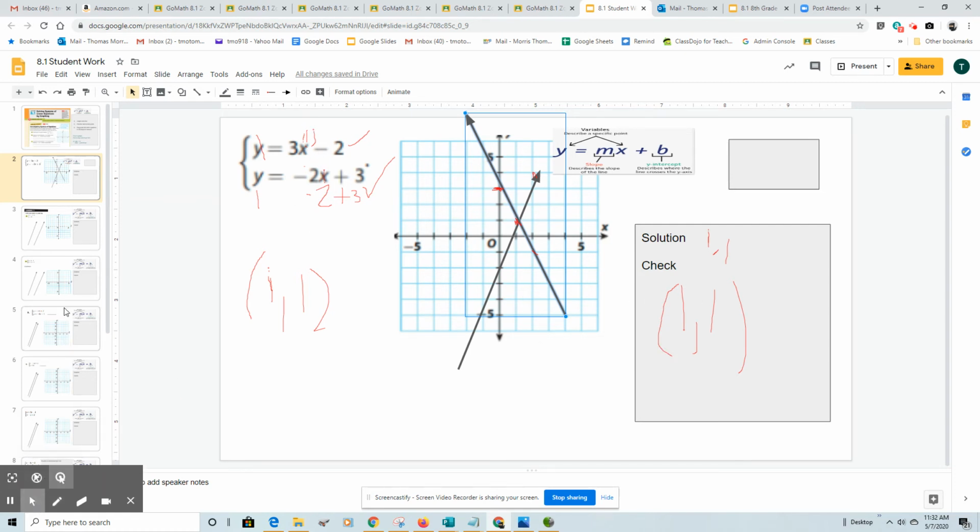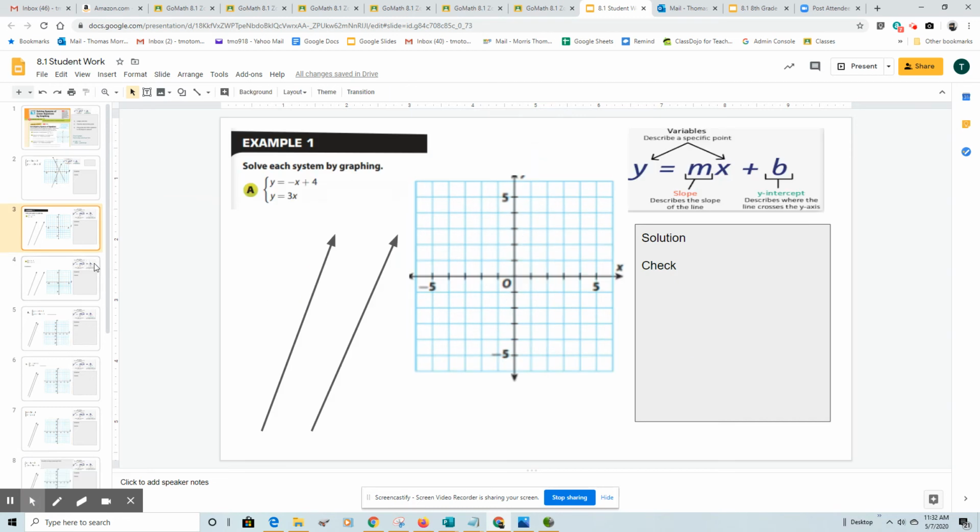All right, one more example. Let's look at this one here. My first equation is negative x plus 4. So let's find that starting point. The starting point is again the y-intercept. It is positive 4, so I'm going to find that. It's on the y-axis. There it is.